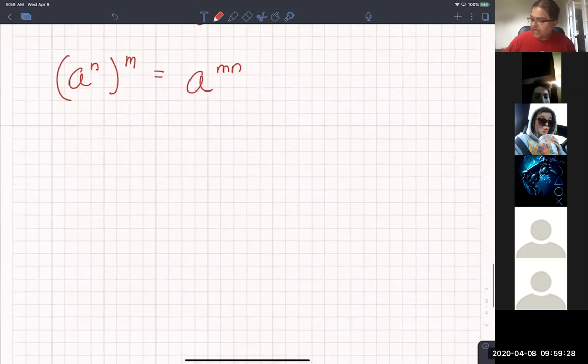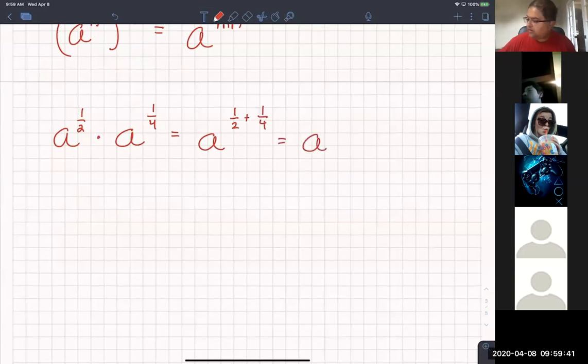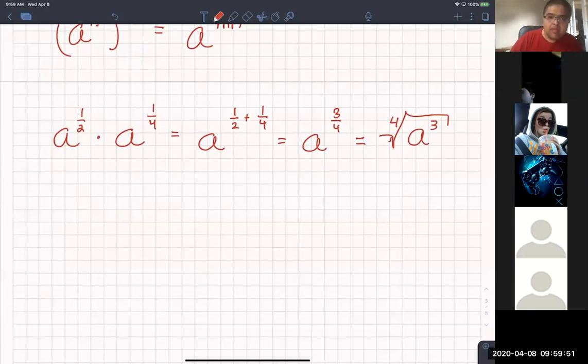So say, for example, I have a to the 1/2 times a to the 1/4. Make sense? And you're gonna have to practice with this. There's plenty of problems in the next section in Edgenuity that will give you more practice problems with this.